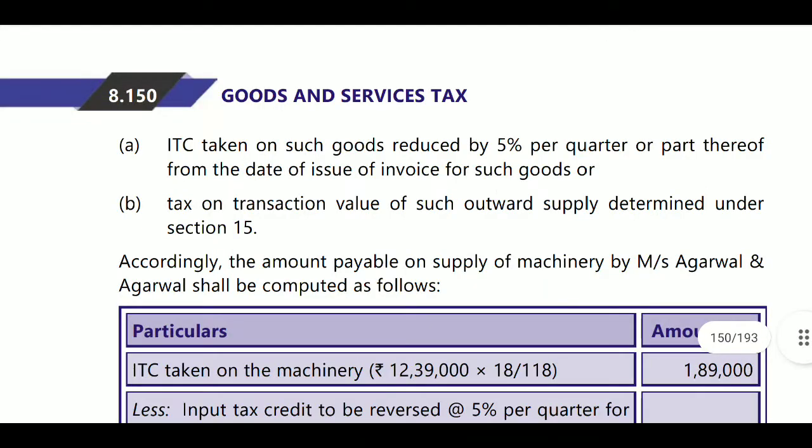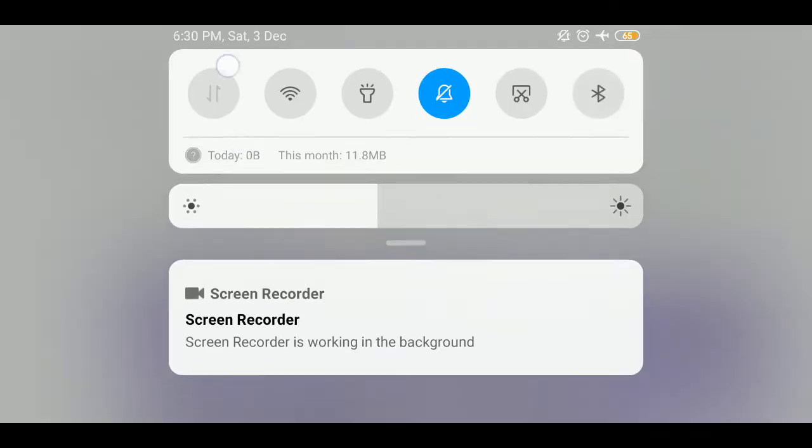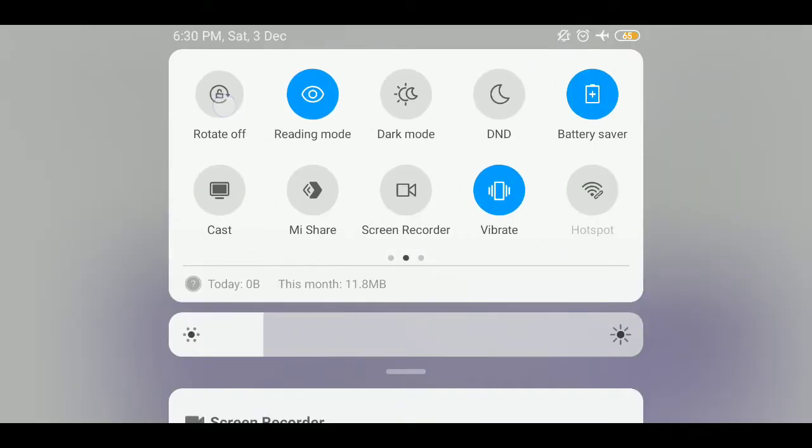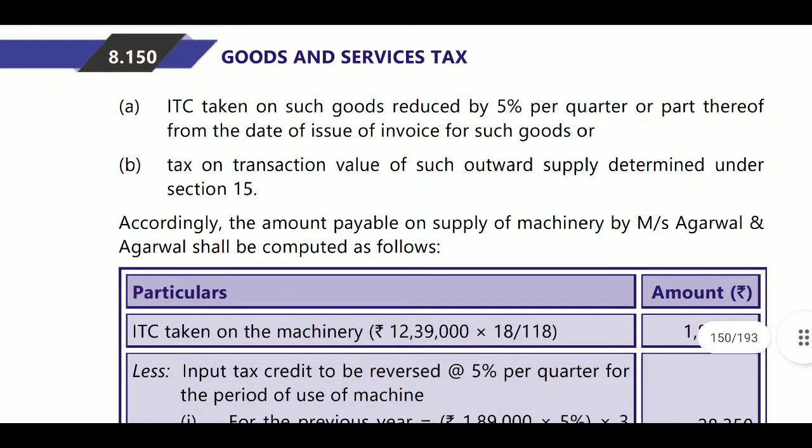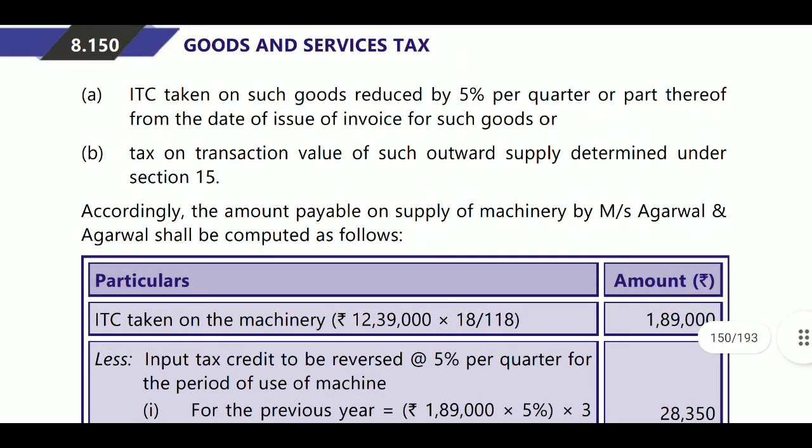ITC taken on such goods reduced by 5% per quarter or part thereof from the date of issue of invoice for such goods, or tax on the transaction value. Here the transaction value will be 750, the outward taxable supply value determined under section 15.